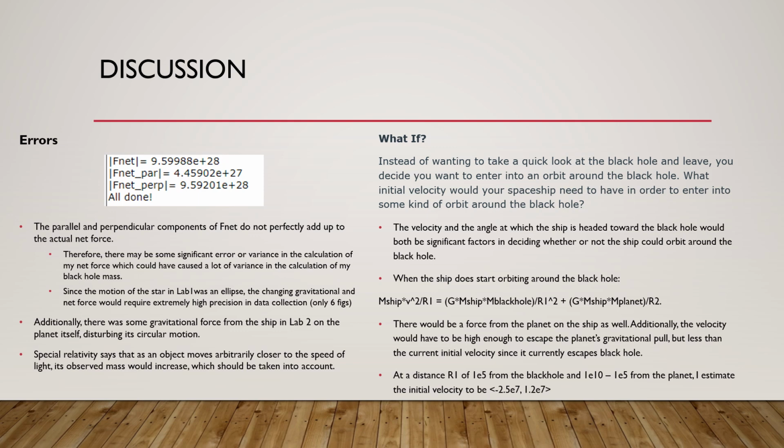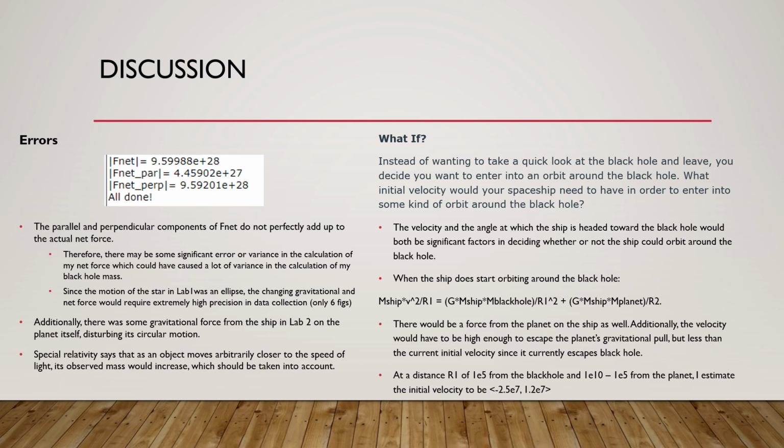Some errors of the lab were that the parallel and perpendicular components of my net force do not add up to the actual net force. There may have been some significant error or variance in the calculation of my net force, which may have caused a lot of variance in the calculation of my black hole mass. Additionally, special relativity says that as an object moves arbitrarily closer to the speed of light, which our ship was, its observed mass would increase, which was not taken into account.